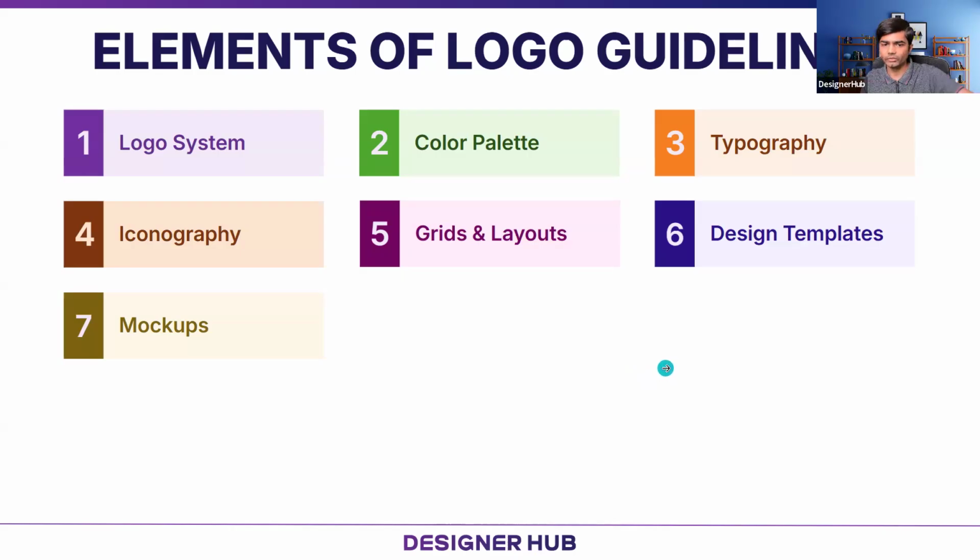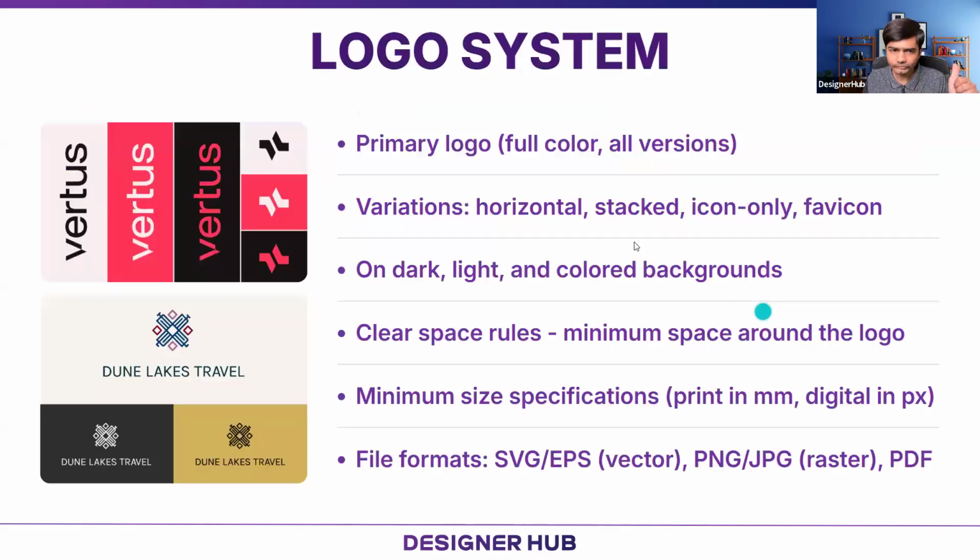But a logo guide only covers these 7 little things: the logo system, the color palette, the typography, the iconography, if any kind of icons are included as part of the logos or that they should follow, grids and layouts that they should follow, the design templates, like how and where to place the logo, those kind of possibilities, and the mockups. These are the things that go as part of the logo guide.